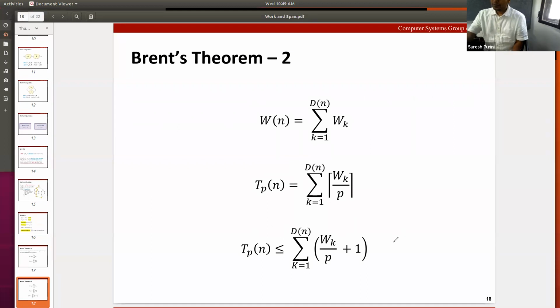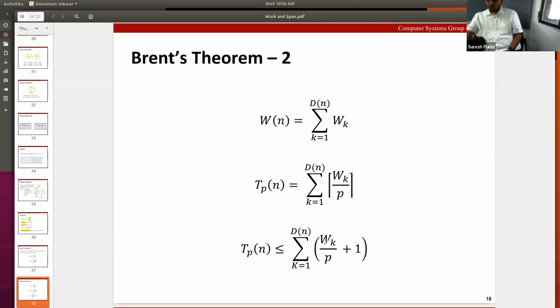So now what we do is, if you remove this ceiling, wk by p with ceiling, we can kind of upper bound it. We can replace it by this value. We can replace this equality with an inequality. Earlier we were looking at the lower bound. Right now we are looking at an upper bound, and this is what we get.